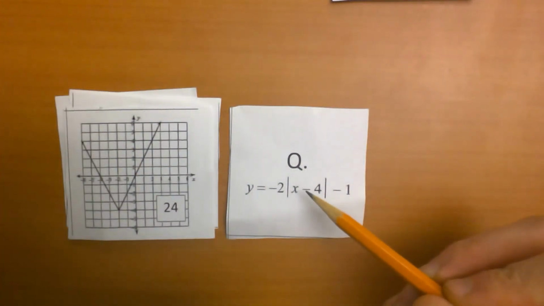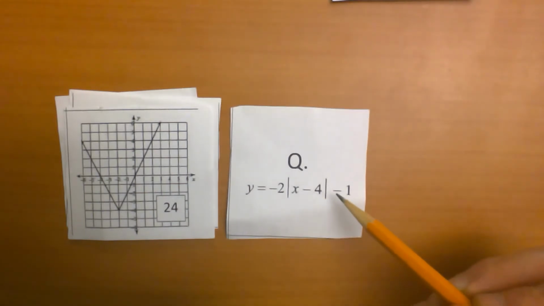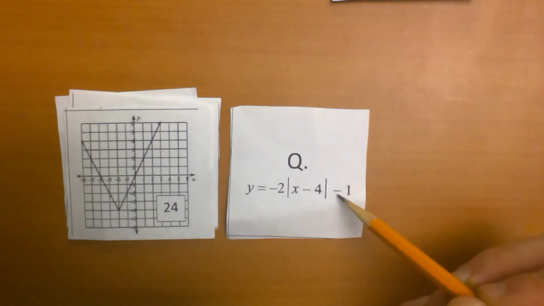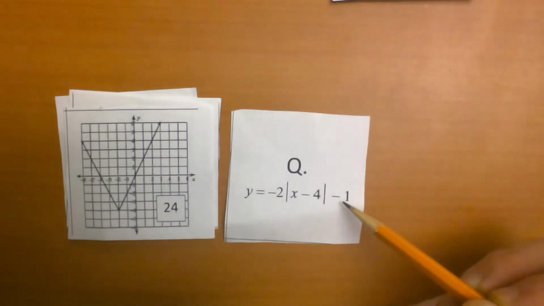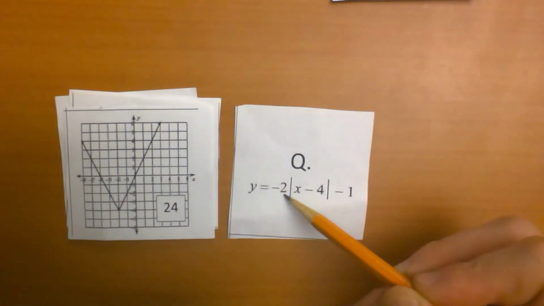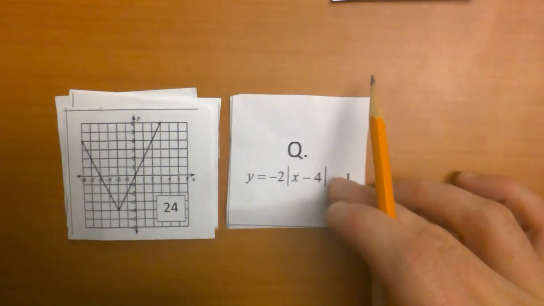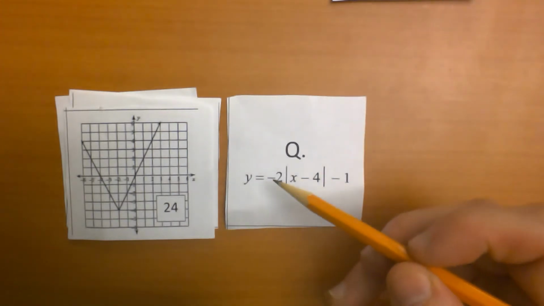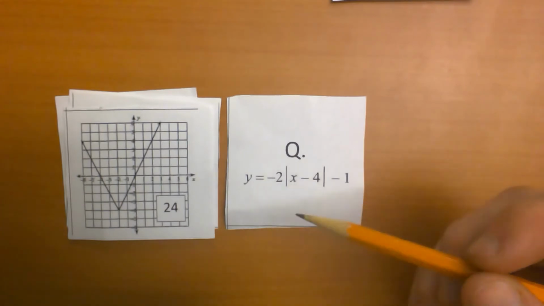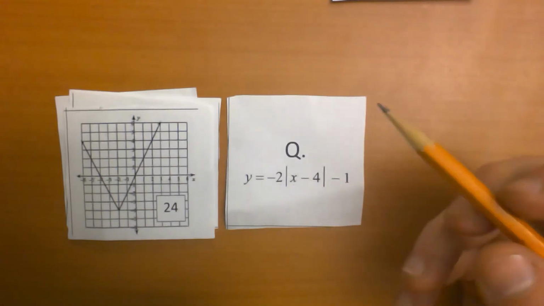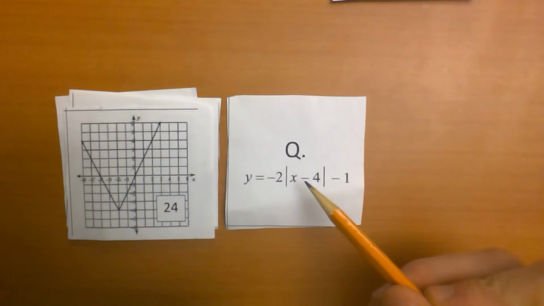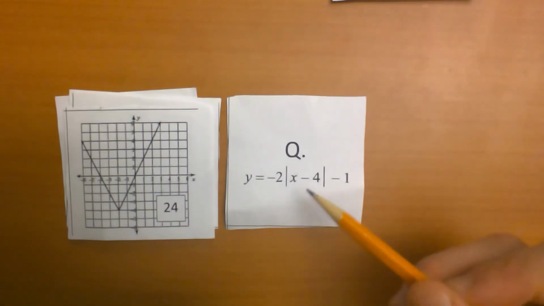Okay, so we have a negative 4 on the inside. That's going to be our left and right movement. We have a negative 1 on the right. That's going to be our up and down movement. We have a negative 2, which is going to tell us to flip or not to flip, and how skinny of a V we should have. Okay, so I'm going to ask you, the audience, to think this through and try and answer it right now on your end of the screen before I write it down.